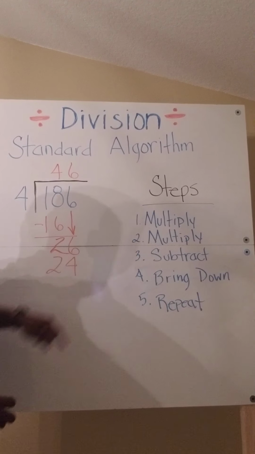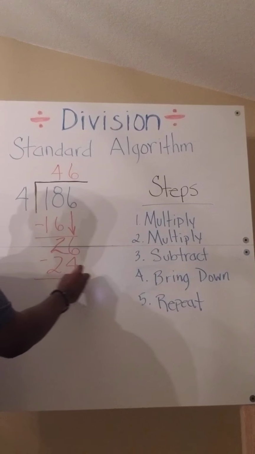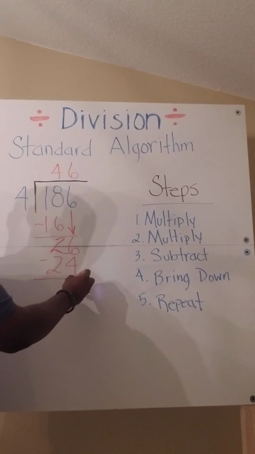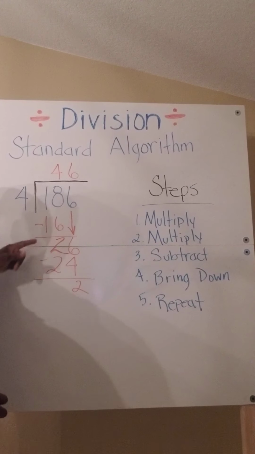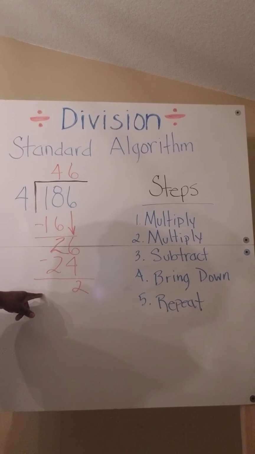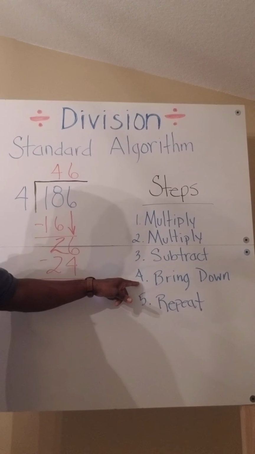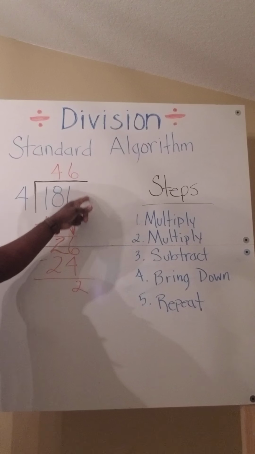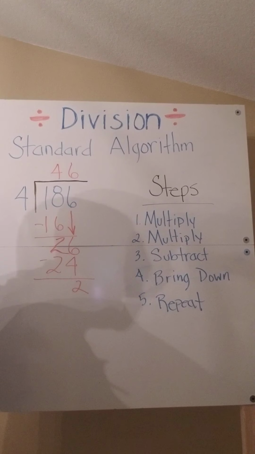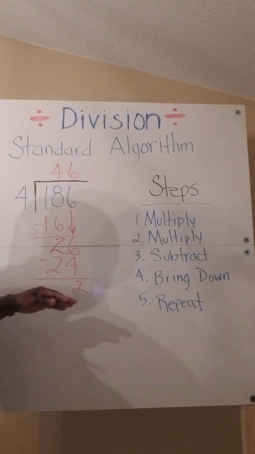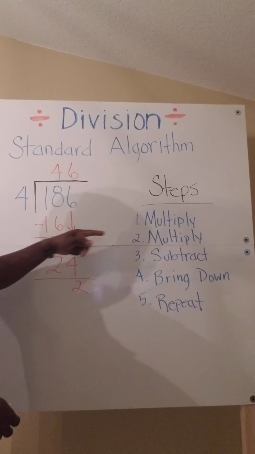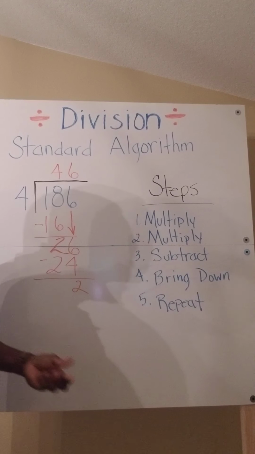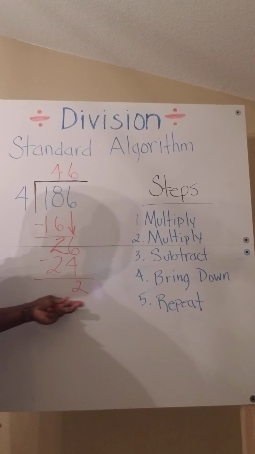Now I'm at step 3. I'm going to subtract the 24 from the 26. Once I subtract, I know that 4 from 6 will leave me 2. 2 from itself will be 0. Then the next step is step 4, to bring down. Now notice there's no other numbers to bring down. So I've already subtracted 186 out as far as I can go. So I can't do step 1. Even if I looked at step 2, I can't multiply 4 times what number would give me 2. There is no such number, so therefore I've completed this problem.